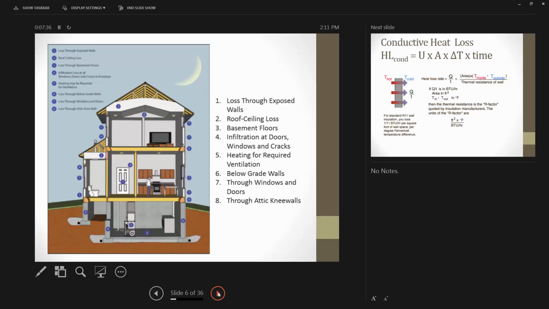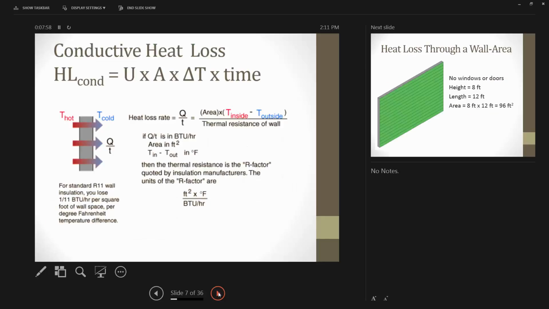Infiltration, so we're also going to get heat loss, as we talked about, anytime we've got a crack or a hole, whether it's mechanically derived or whether it's natural atmospheric pressure. You're always going to have pressure differentiations, and so you're always going to have airflow through those cracks and those holes. And then basic attic knee walls.